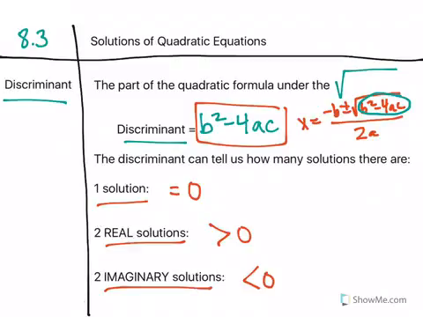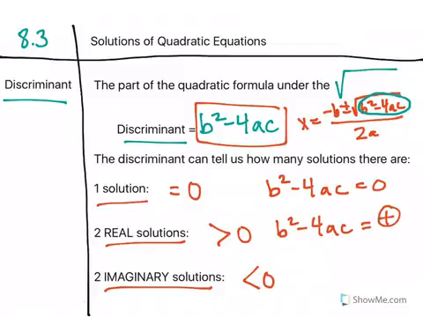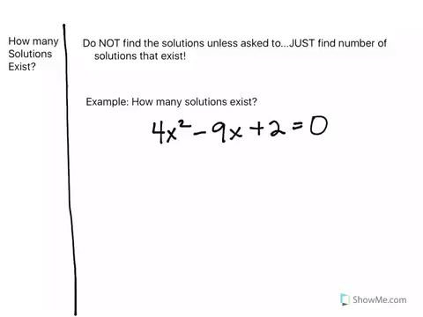So basically you can determine this by just solving b squared minus 4ac. If it equals 0, you've got one solution. If b squared minus 4ac equals a positive number, then you're going to have two real solutions. And if b squared minus 4ac equals a negative number, you know you're going to have two imaginary solutions. So let's look at an example.